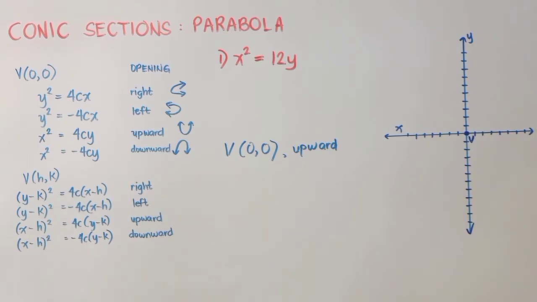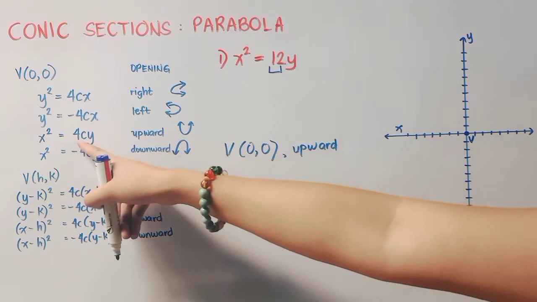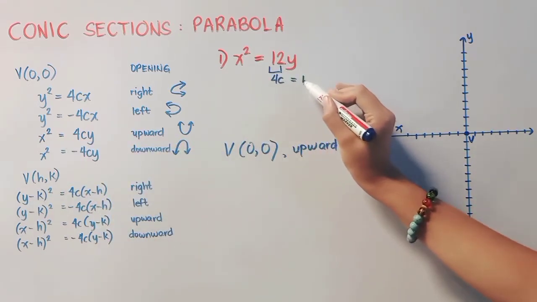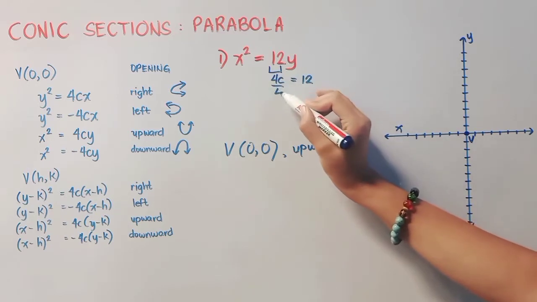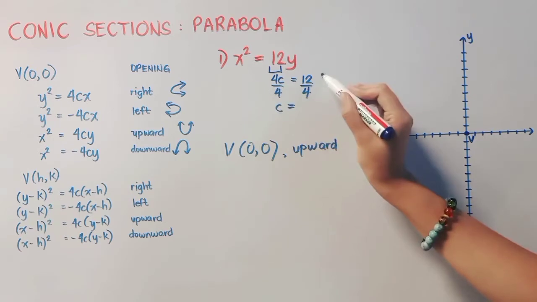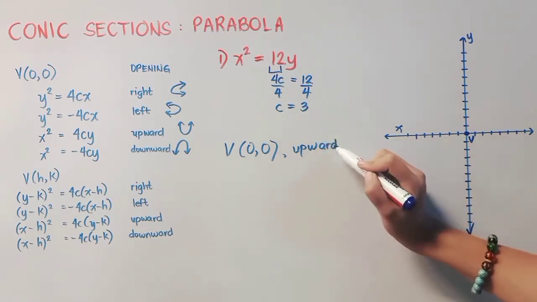Now going back here, this is equivalent to 4c. So we have to get the value of c here. So we have to divide both sides by 4. Therefore, our c is 12 divided by 4, which is 3. Now we will be using this value to get our focus.